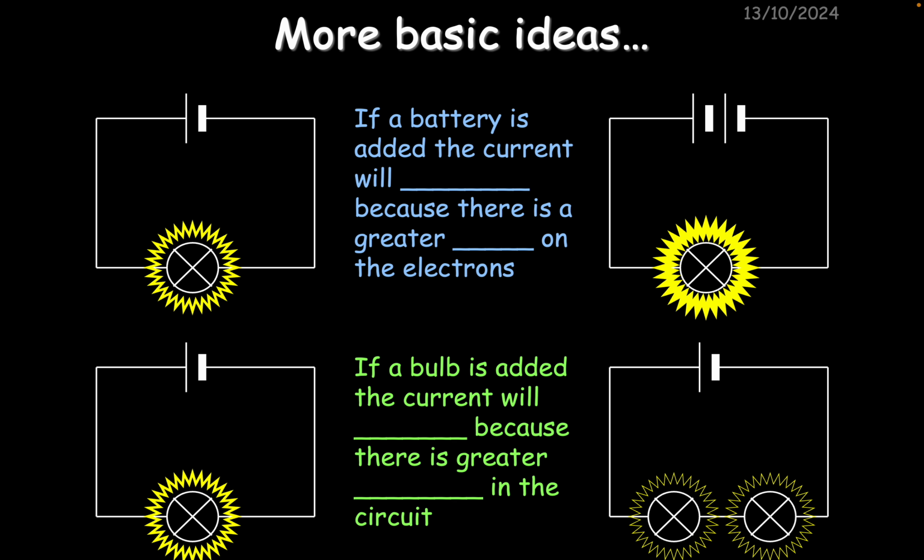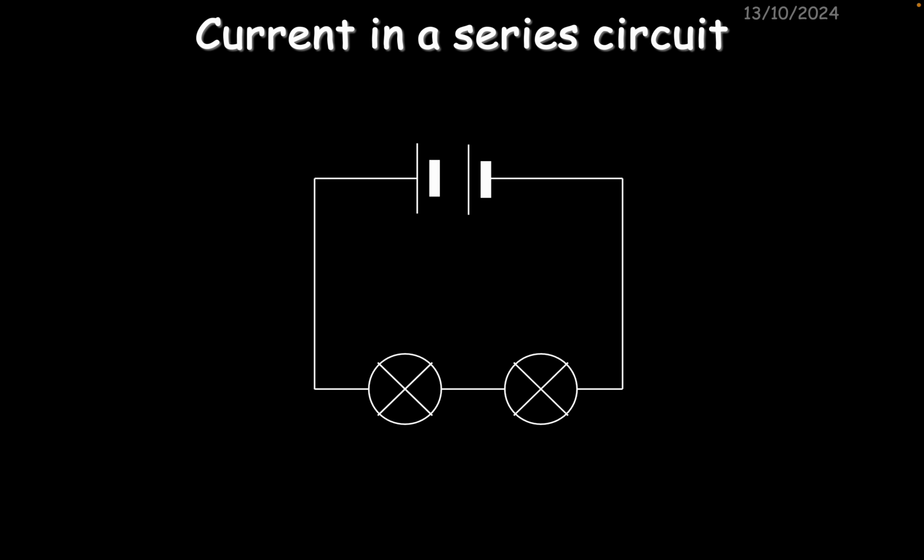So in the top one, I would change the wording to: if a battery is added, the current will increase because there is a greater potential difference across the bulb. That's the better way of saying it. Now, current in a series circuit is the same wherever you put it.